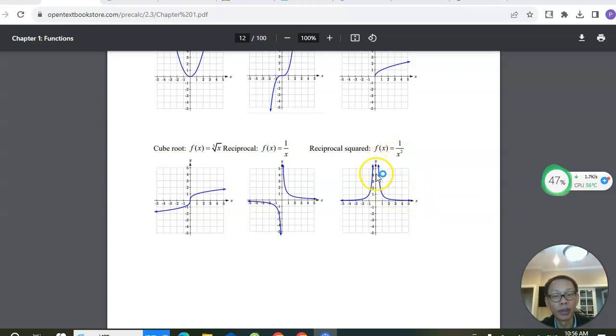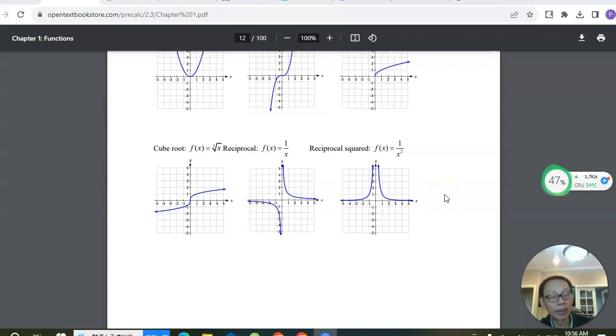So this is also a symmetric line, symmetric to the y-axis, because when x equals positive 1, it would be the same as x equals negative 1. So when x equals positive 1 or negative 1, the y is always 1, right? When x equals 2 or negative 2, it is 1 over 2 squared, or negative 2 squared, is 1 quarter. So when x equals 2, y equals 1/4. So that's why the graph looks like this way.